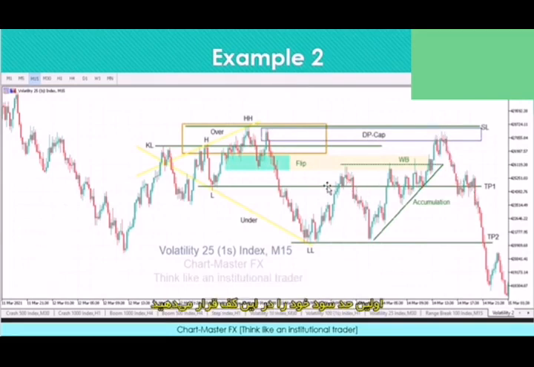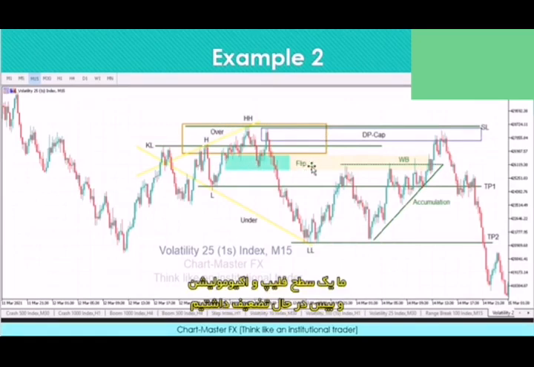And you put your first take profit on this low, then you put your second take profit on this lower low, and your stop loss is just above the higher high. So, guys, this is example number 2. We had a flippy, we had accumulation, we had a weakening pair. So that's a confluence. So you enter here, guys, you enter.